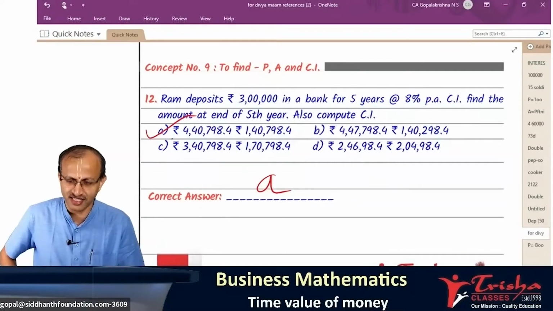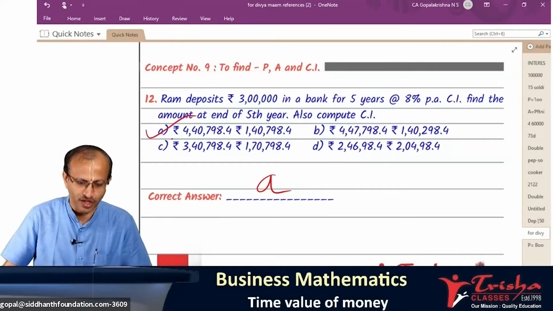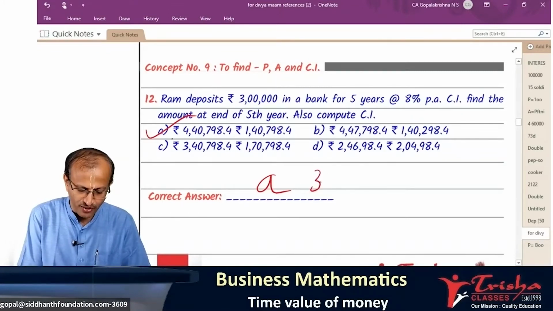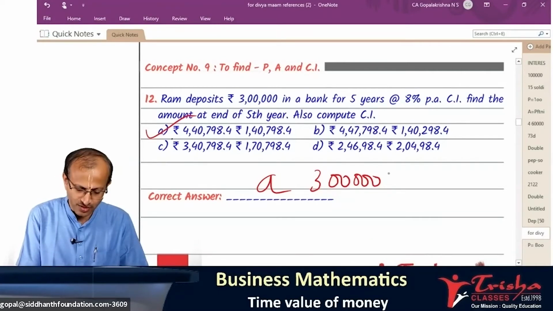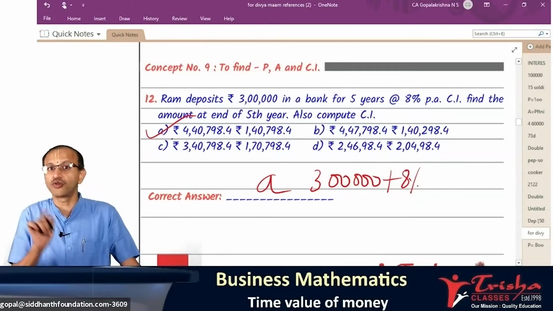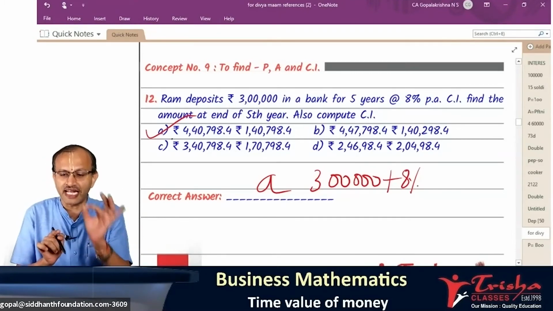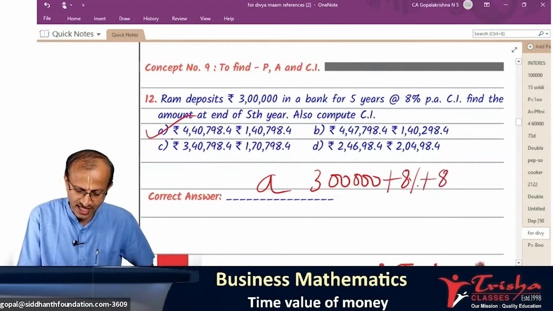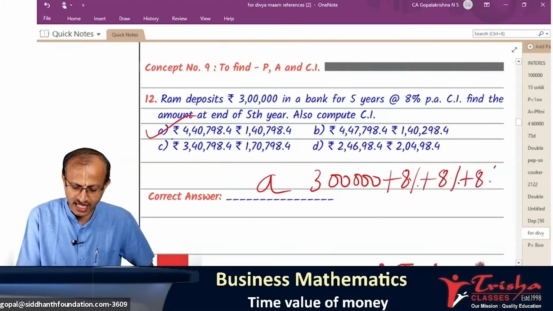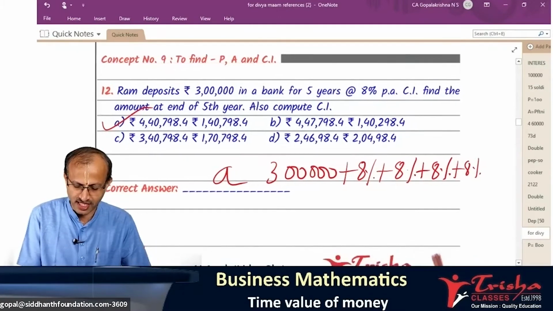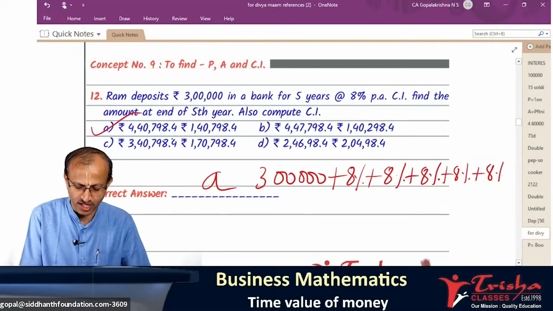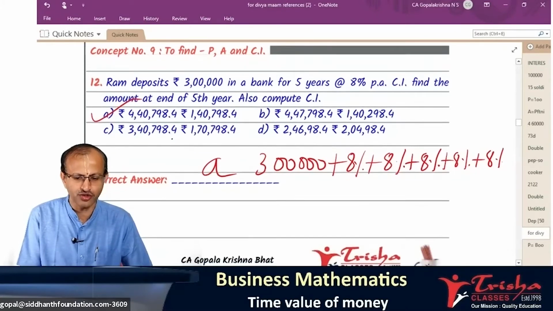Shall we discuss what you should do? Type in your calculator the money, 3 lakh, plus what percentage? 8%. You have to use the percent symbol. You should not divide by 100. Plus 8% first year, plus 8% second year, plus 8% third year, plus 8% fourth year, plus 8% fifth year. 1, 2, 3, 4, 5. Do it fast and let me know your final answer. What is the final answer?